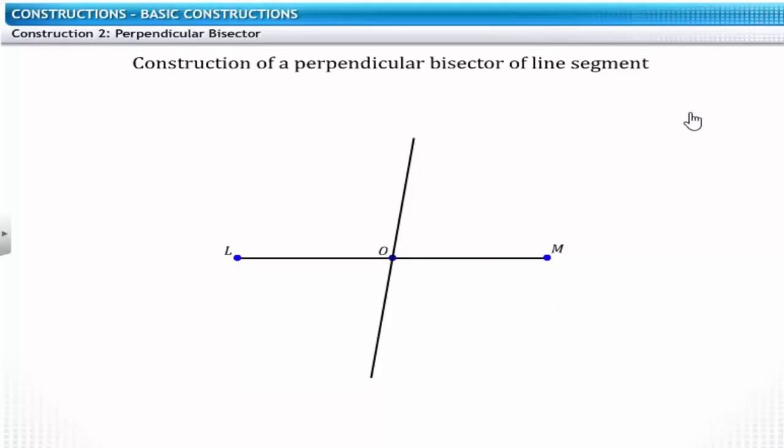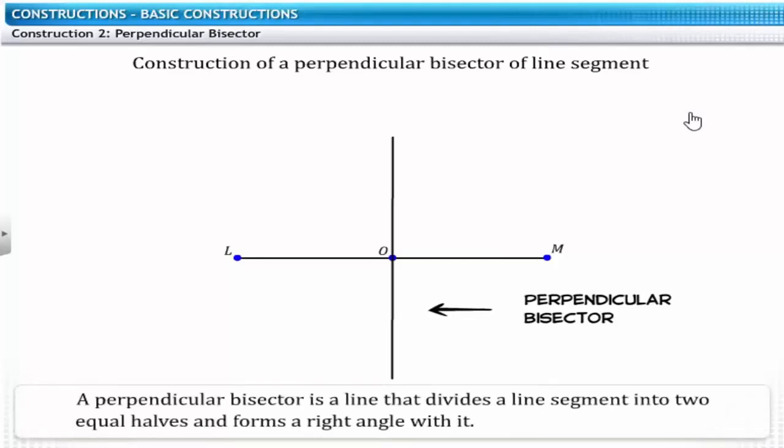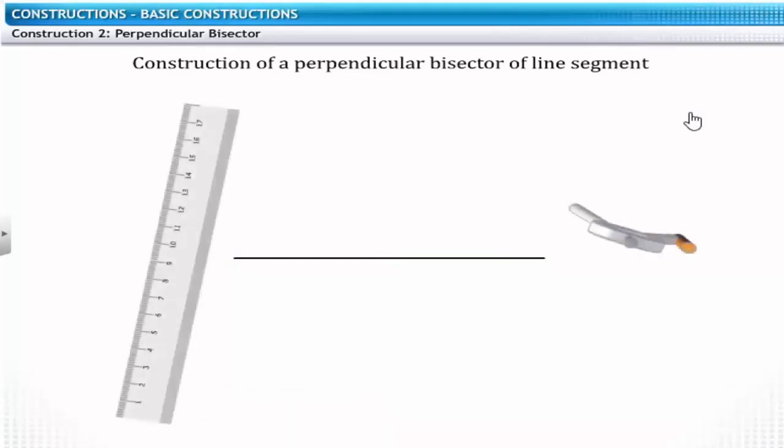Now, let's align this line such that it is at right angles with the line segment LM. The line is now a perpendicular bisector. By definition, a perpendicular bisector is a line that divides a line segment into two equal halves and forms a right angle with it. Now, let's construct a perpendicular bisector using a scale and a compass. Here, another line segment PQ is given. We do not know its length.